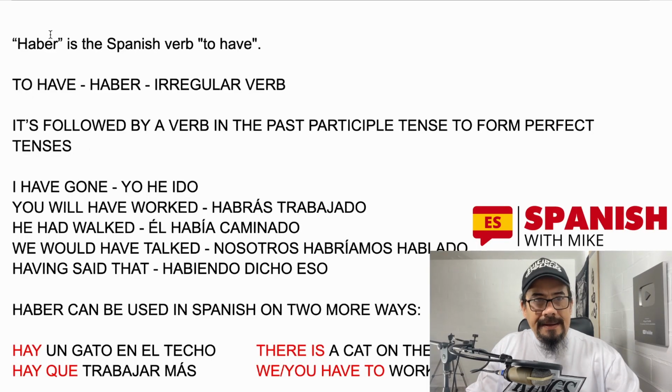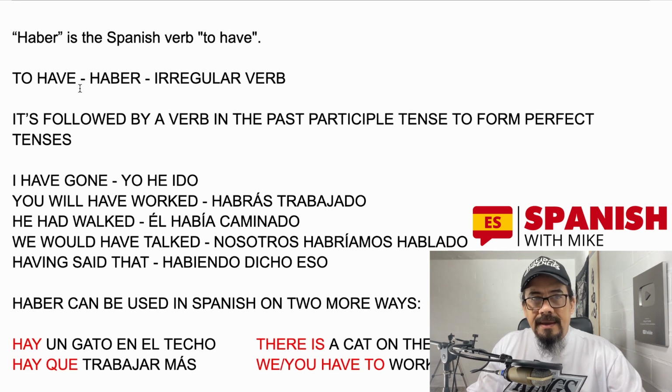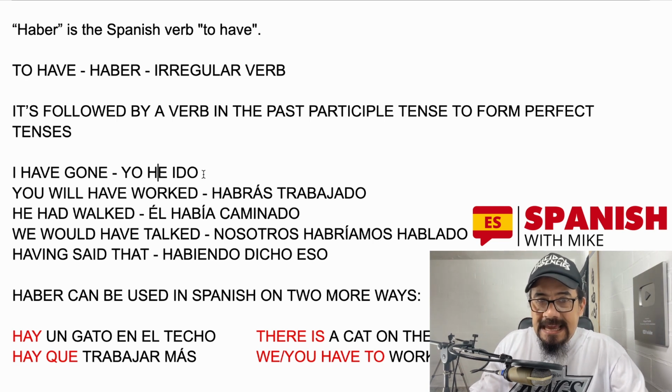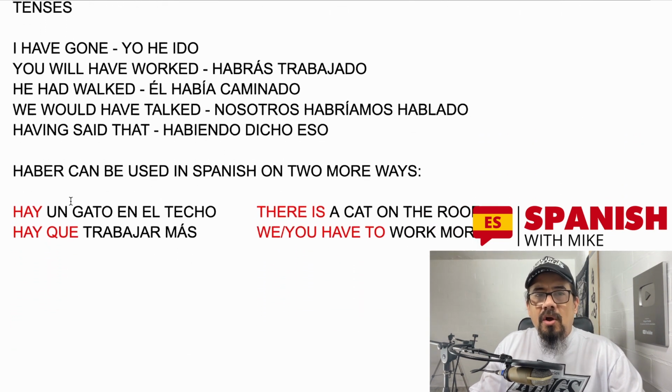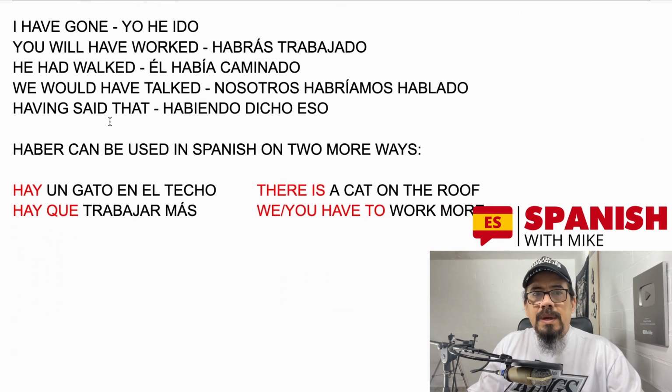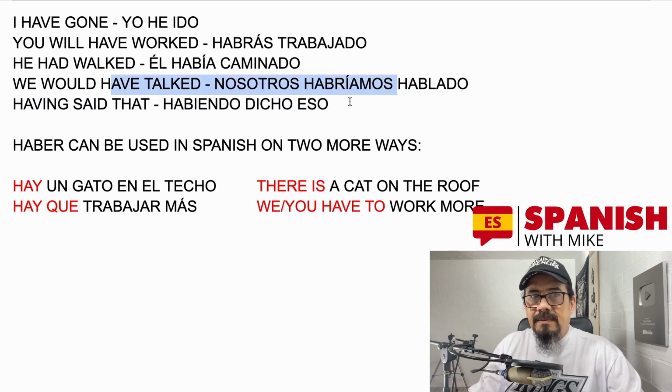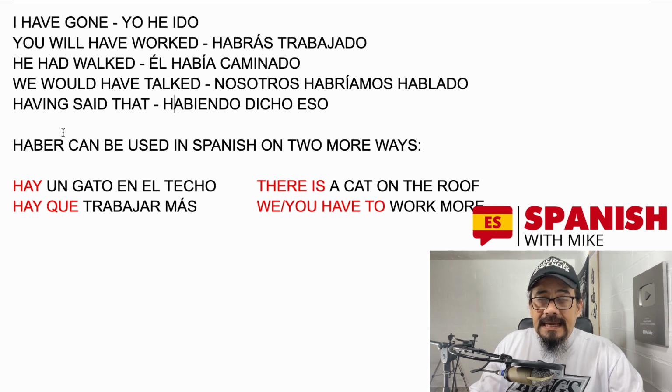Okay, so haber is the Spanish verb to have. That's already said. And to have is mostly an irregular verb. So we use haber followed by a verb in the past participle to form perfect tenses. Sentences like I have gone, yo he ido; you will have worked, habrás trabajado; he had walked, él había caminado; we would have talked, nosotros habríamos hablado; having said that, habiendo dicho eso. Haber in Spanish can be used in two more ways.